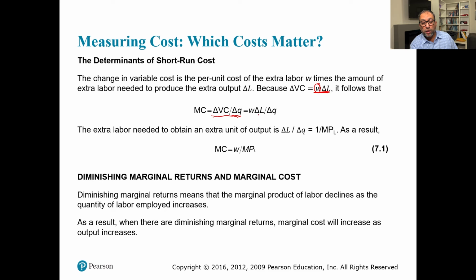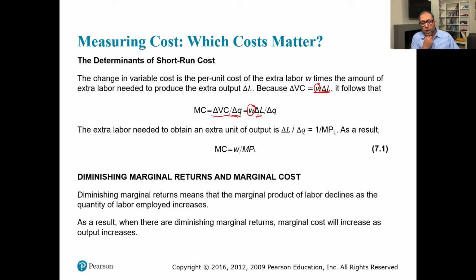We write it as W delta L over delta Q, because W is not changing, but delta L, the number of labor hours used to produce, is changing. L stands for labor hours. The extra labor needed to obtain an extra unit of output is delta L over delta Q, which is 1 over MPL. You know how much output we are producing by using one unit of labor. If it is delta Q over delta L, then it is MPL, the marginal product of labor. But when we invert it, we get 1 over MPL.